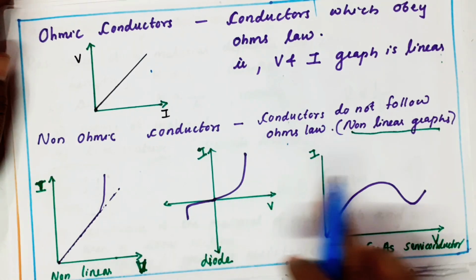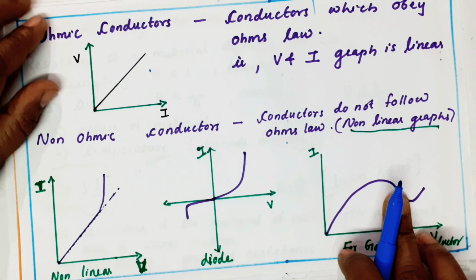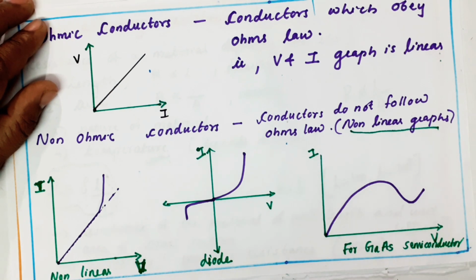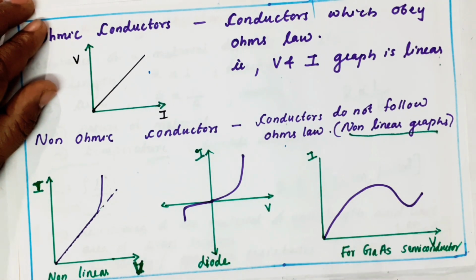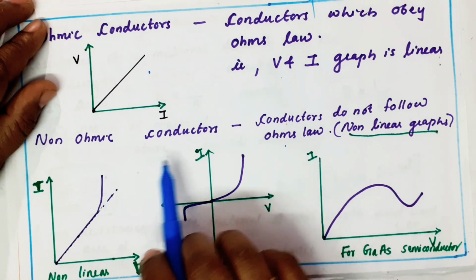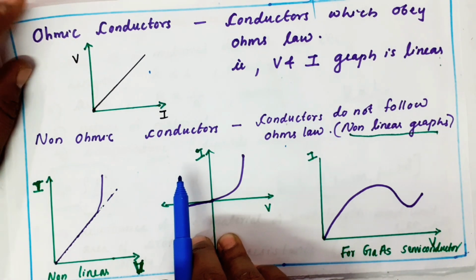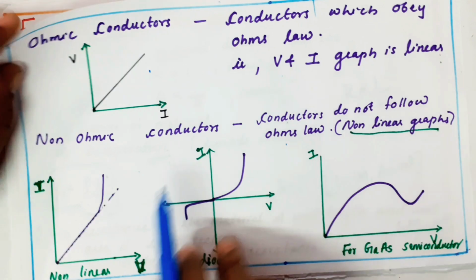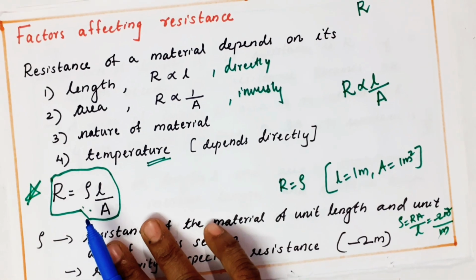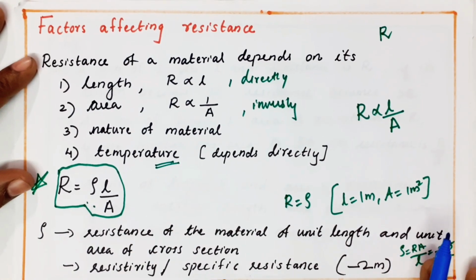Their graph will be like this. Why have I drawn this graph? You may wonder what the other possibilities are. Graphs like this are also possible. These are non-ohmic conductors because they do not obey Ohm's law. Clear? Now, we talked about resistance, right?